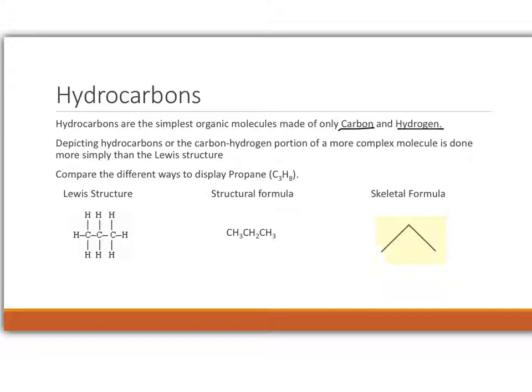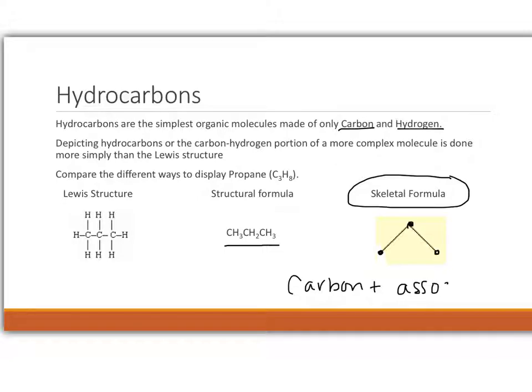The Lewis structures we've been drawing so far, you would draw out each carbon with the associated hydrogens attached to it. If you're writing a structural formula, you would write out the carbons and the hydrogens, but something that we will make use of to save us some time is this skeletal formula, or a skeletal picture. What each end of a line and each vertex represents is a carbon plus its associated hydrogens.